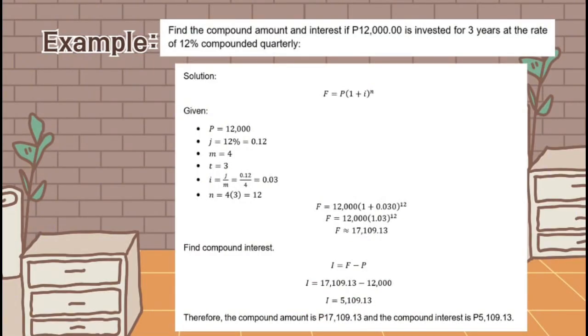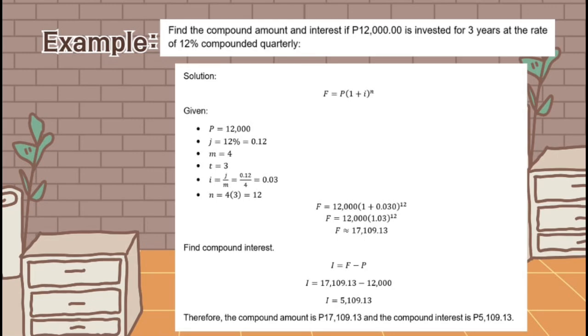So we have here the example. Find the compound amount and interest if 12,000 is invested for 3 years at the rate of 12% compounded quarterly. For the solution, we will use the formula F equals P times (1 plus I) raised to n. We have the given P equals 12,000, J equals 12% or 0.12, M equals 4, T equals 3, and I equals 0.12 divided by 4, which is 0.03, and n equals 12.